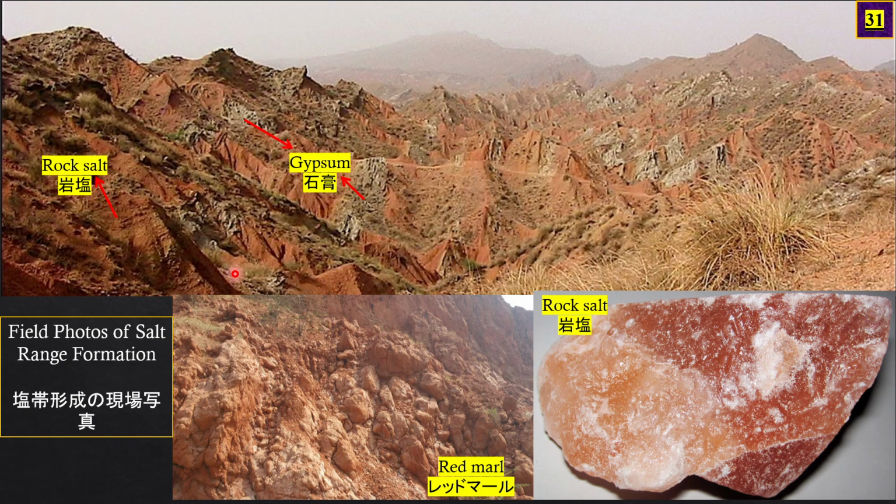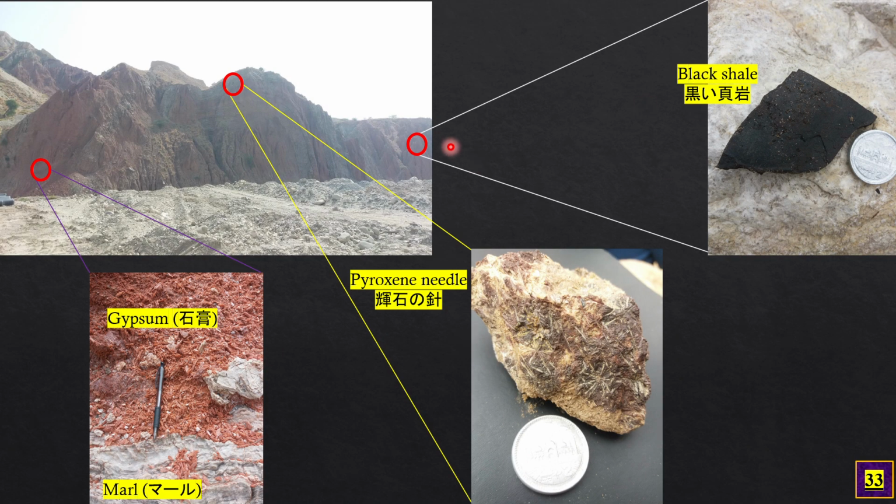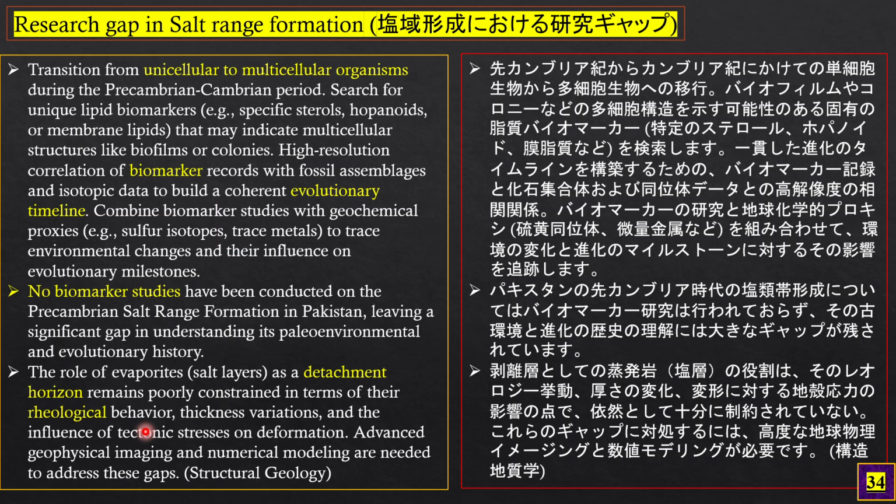For example, these are field photos of the Salt Range formation. You see the gypsum, rock salt, red marl. You can see inside the mine of the Salt Range formation, they have very beautiful rock formations inside the mine of the evaporite salt. This is the second largest mine, known as Khewra mine. You can see black shale present in this part. This is the pyroxene needle. In this part we have gypsum, marl.